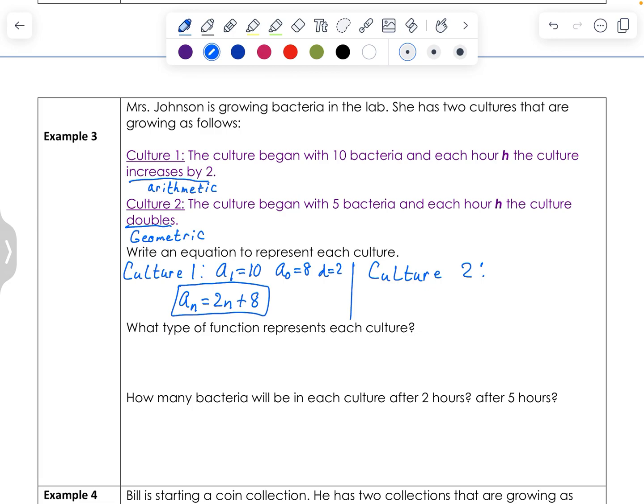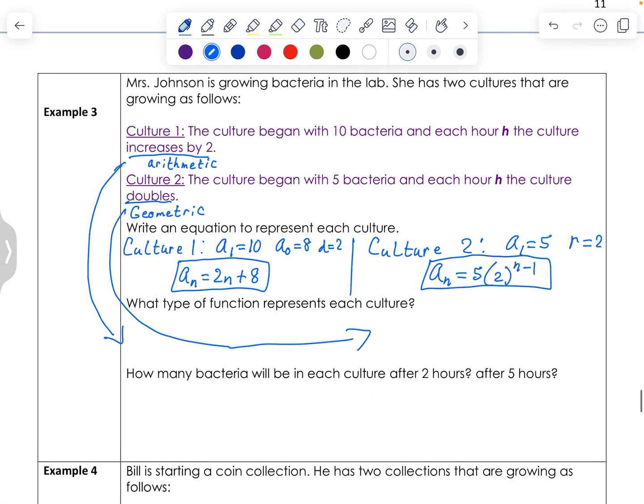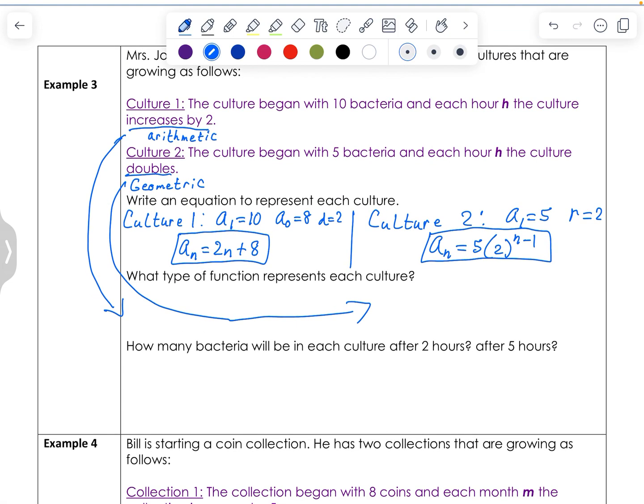For the second one, our A sub 1 is 5. That's how we're starting. And then each hour doubles, so that is a rate of 2. So then this one is A sub n equals 5 times 2 to the n minus 1. What type of function represents each culture? We already noted this up above, so we can just recall that culture 1 was arithmetic and culture 2 was geometric.